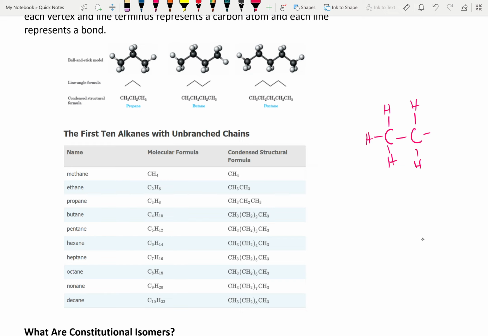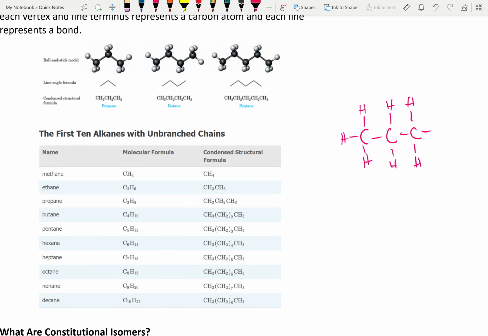Then you can take this hydrogen off again and bond it to another carbon and add the hydrogens, and this is our propane. So you keep going, right? So then you take this hydrogen off, bond it to another carbon, and this is our butane, which has 4 carbons.